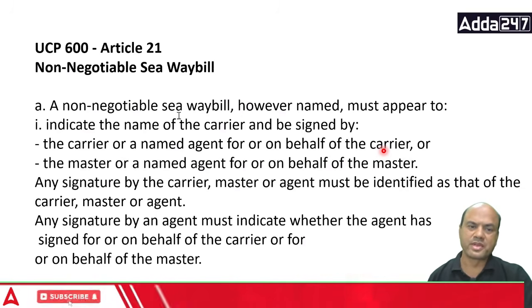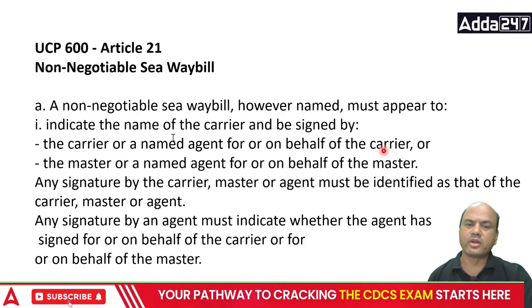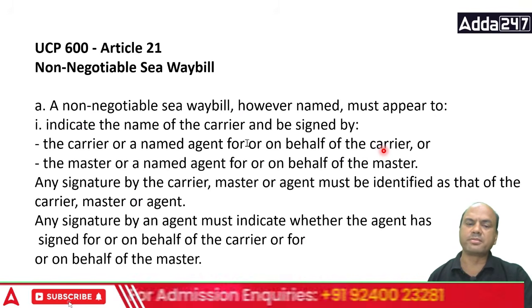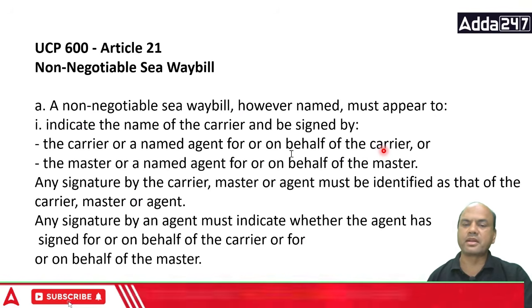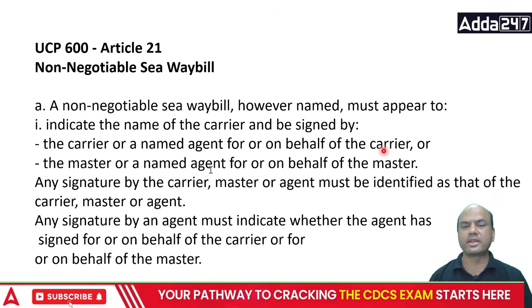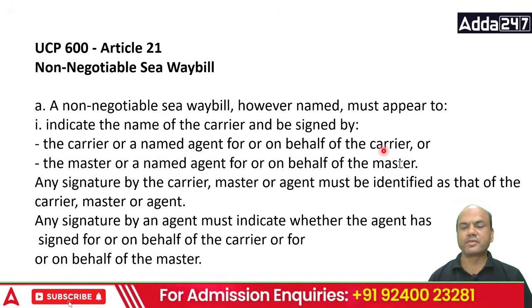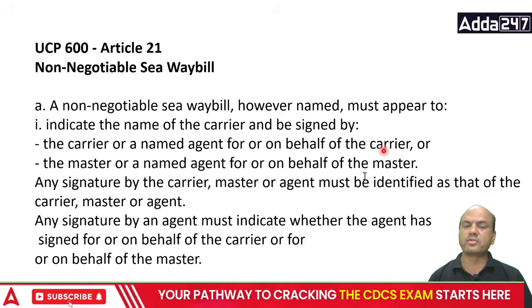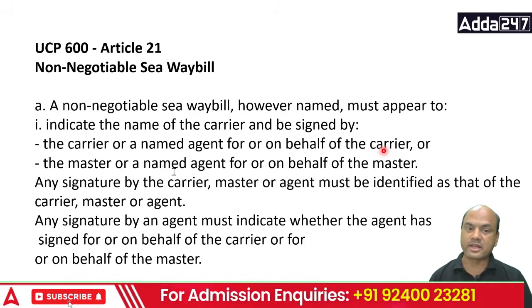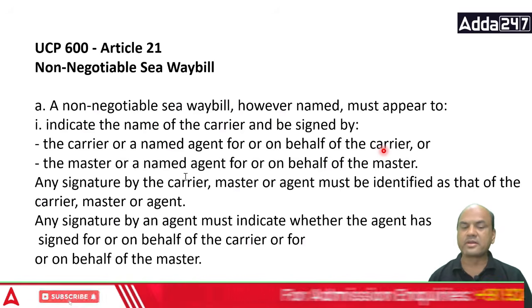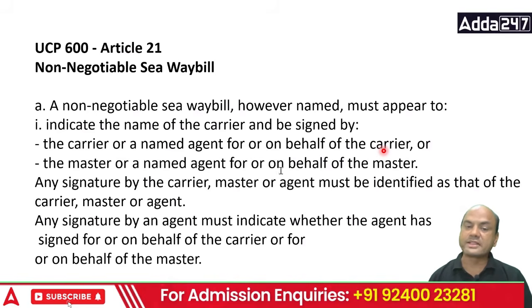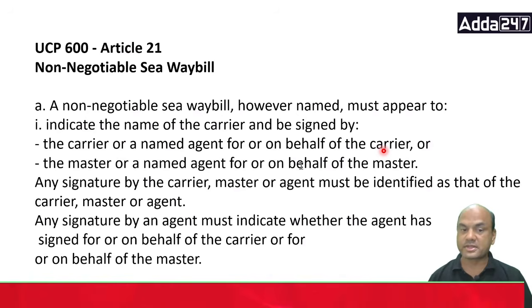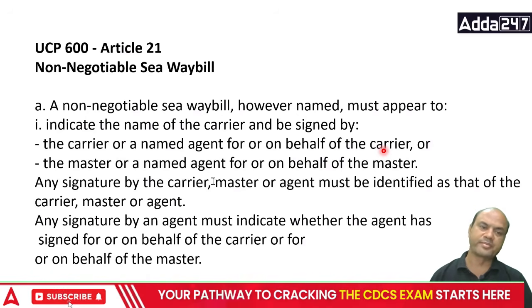A non-negotiable sea waybill, however named, must appear to indicate the name of the carrier and be signed by the carrier or a named agent for or on behalf of the carrier, or the master or a named agent for or on behalf of the master. Already explained. So the master's name is not required. Carrier name required. Agent name required. Master name not required. Agent name required. Agent for master. Already explained.